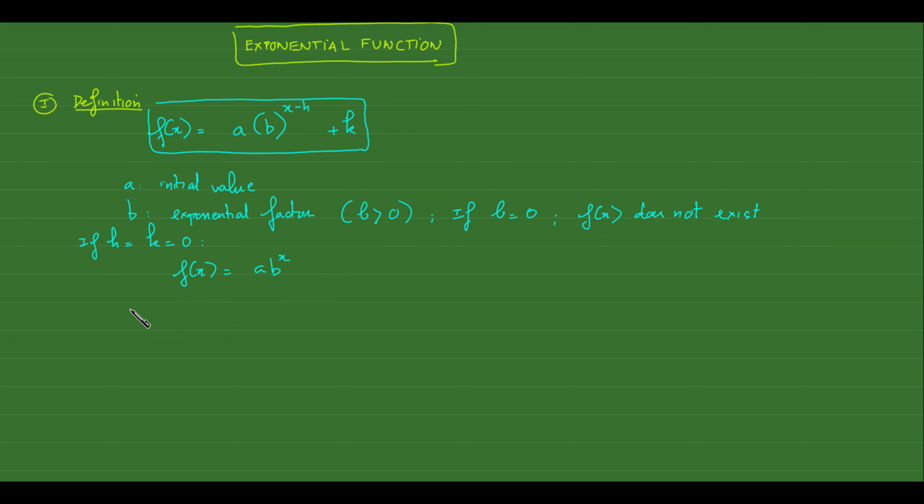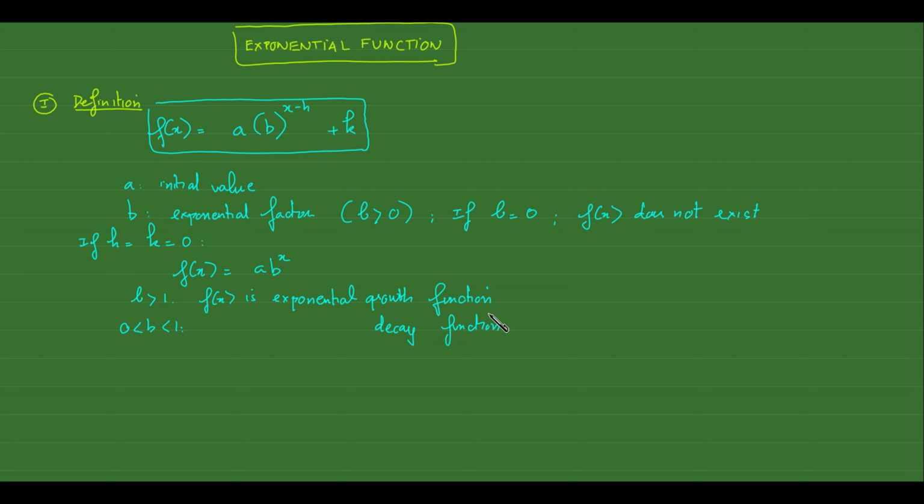And if b is greater than 1, then the function f(x) is an exponential growth function. That is when b is greater than 1. If b is between 0 and 1, then it is an exponential decay function.